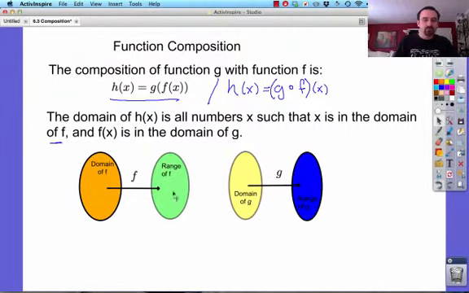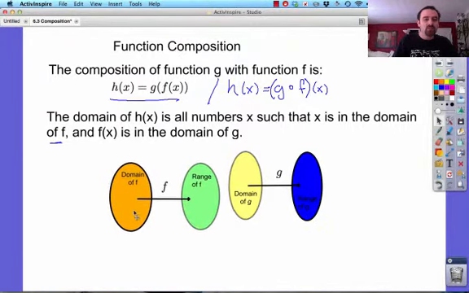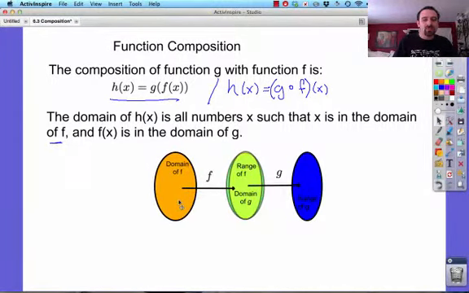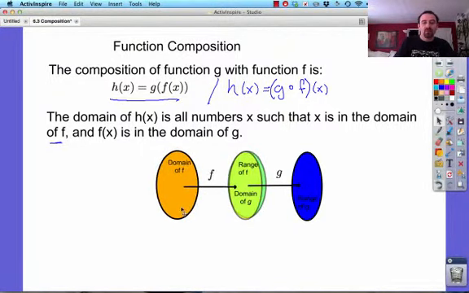So these are all the values that can go into f, and these are all the values that can come out of f. These are all the values that can go into g, and these are all the values that can come out of g. As one goes inside the other, it's possible that the range of f is the same as the domain of g, or very close to it. In which case, if it goes into f, it comes out of f, goes straight into g, and out of g, and there's no problem.